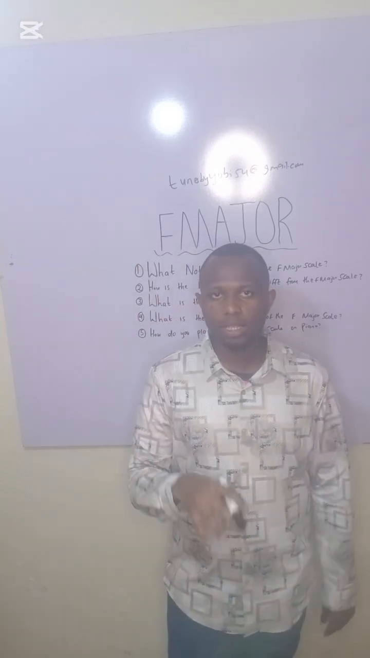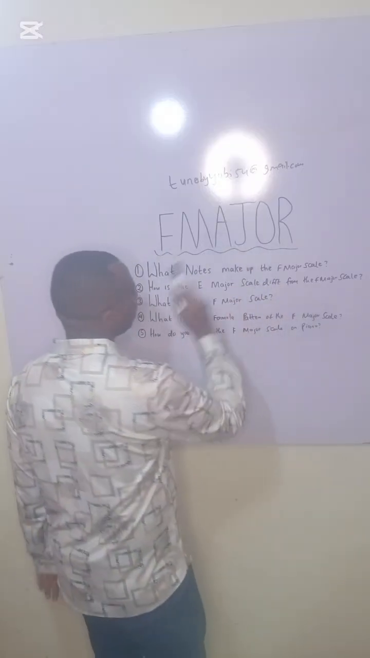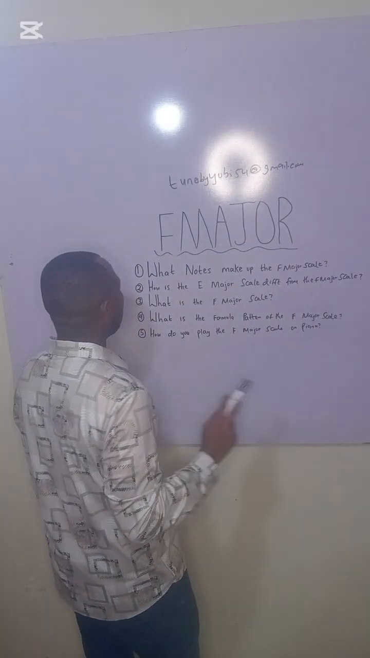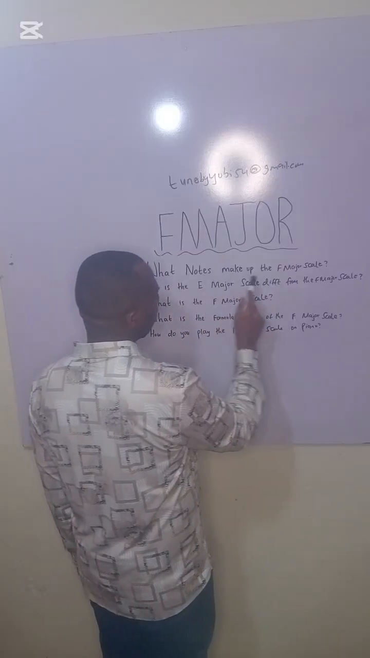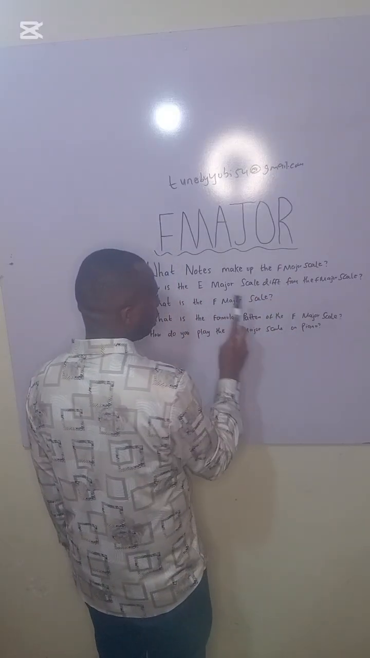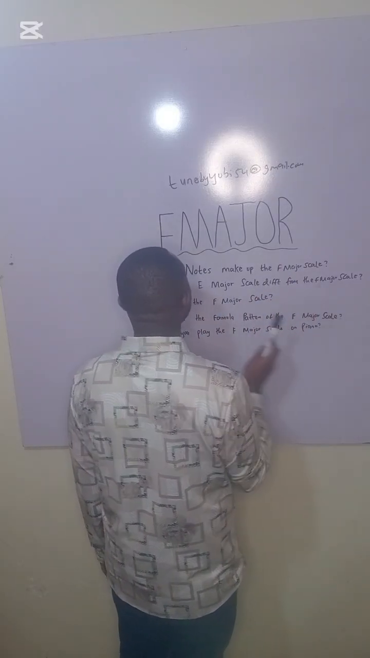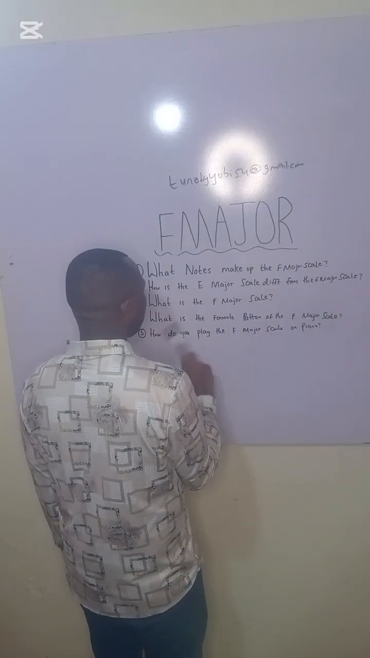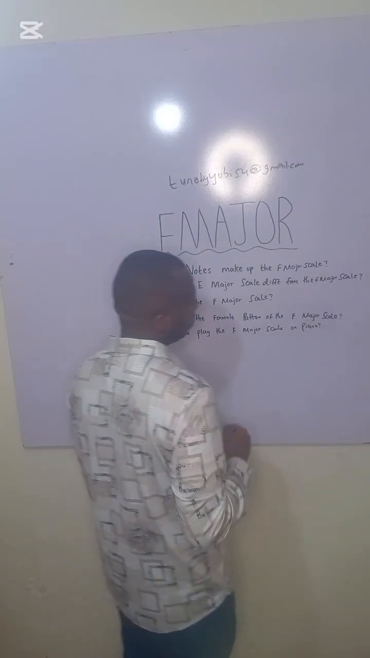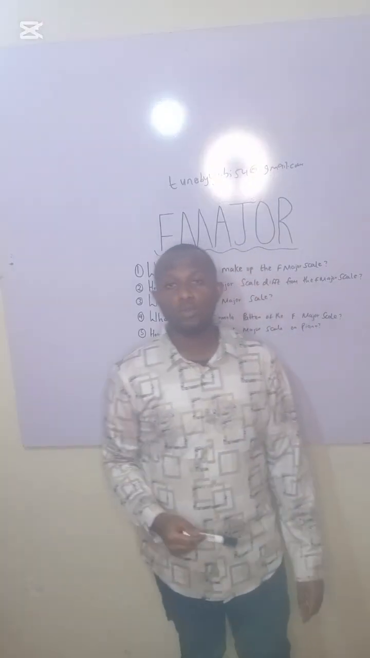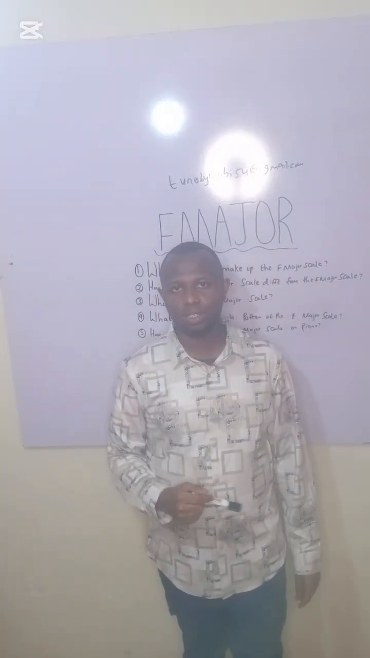So guys, in this lesson we are learning the F major scale. And first, to understand the F major scale, we're going to be answering 5 questions. Number 1, what notes make up the F major scale? How is the E major scale different from the F major scale? What is the F major scale? What is the formula pattern of the F major scale? And finally, how do we play the F major scale on piano? So if you're interested in music, stay tuned.